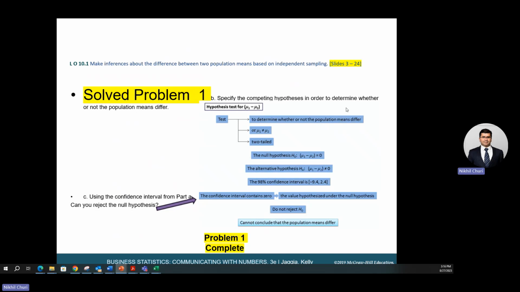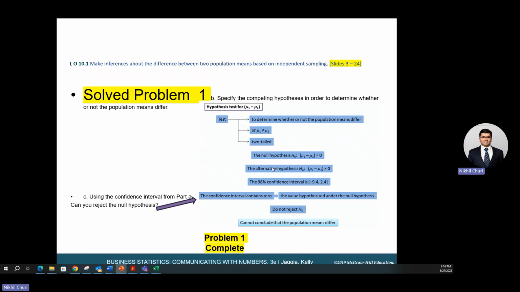Clearly it's written the word "differ." That means you are only looking for equal to or not equal to, so definitely it's a two-tail test. So the null hypothesis is mu1 minus mu2 equals 0. If there is no difference, then the difference between these two will be 0. And by that logic, your alternative, or contradictory, hypothesis becomes not equal to 0.